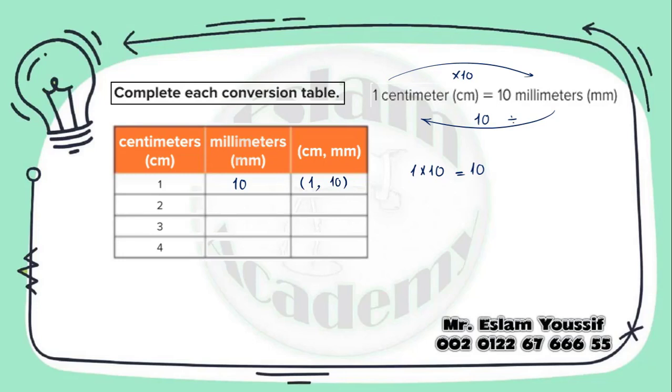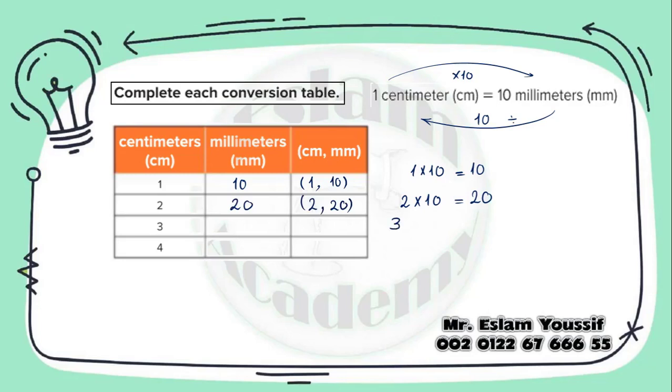Now we have 2. Just multiply 2 by 10, because we said for each 1 centimeter, it will be equal to 10 millimeters. So the answer now will be 20. Just put the 0 out, then 2 times 1 equals 2. So the answer now is 20. So the ordered pair will be 2 and 20.